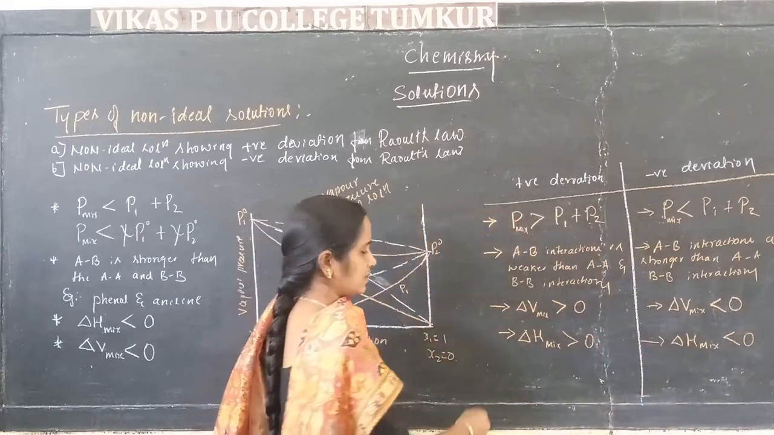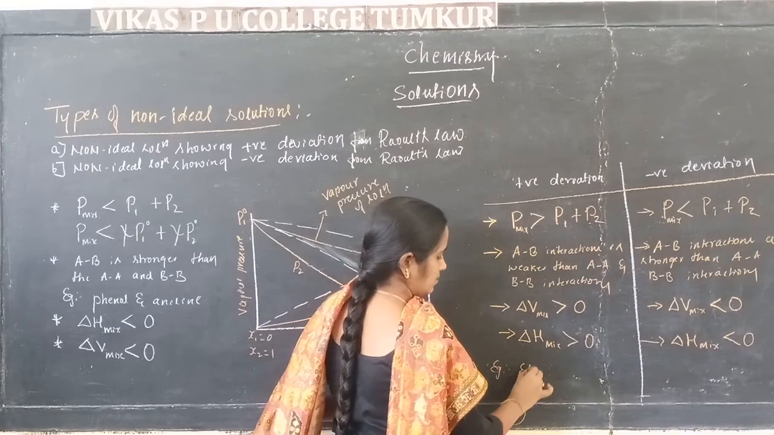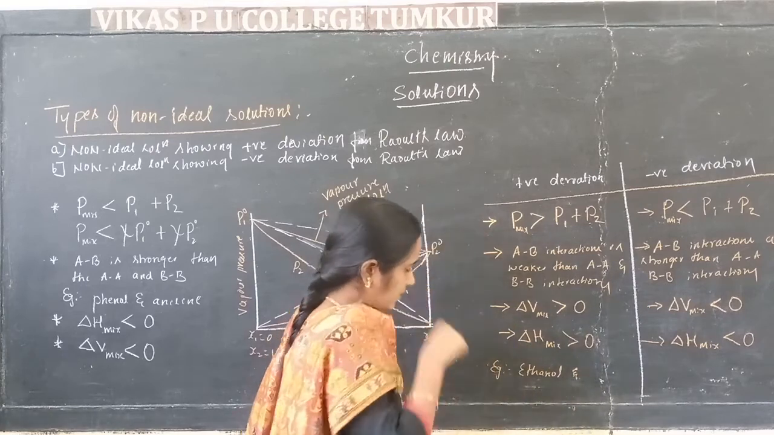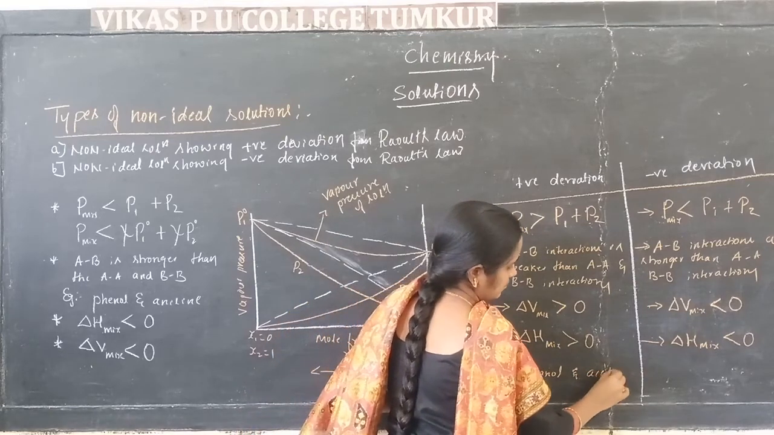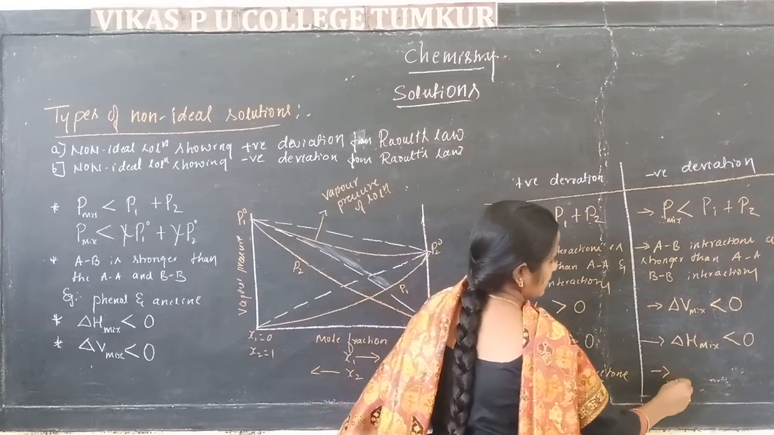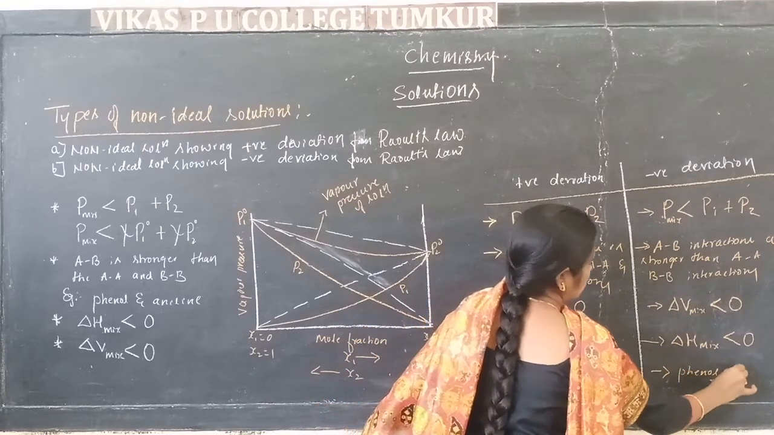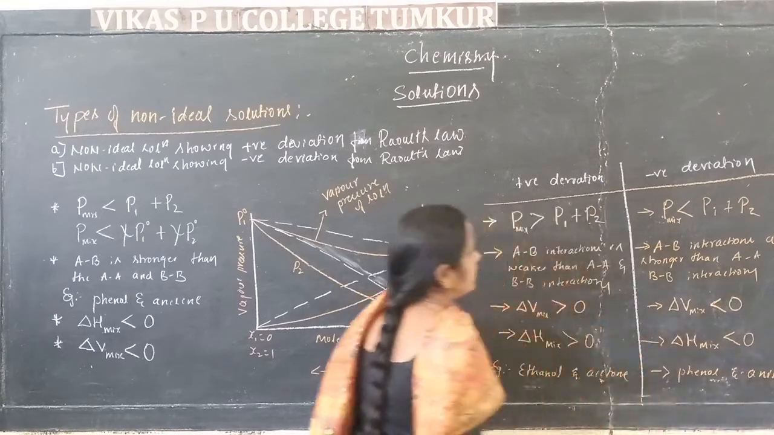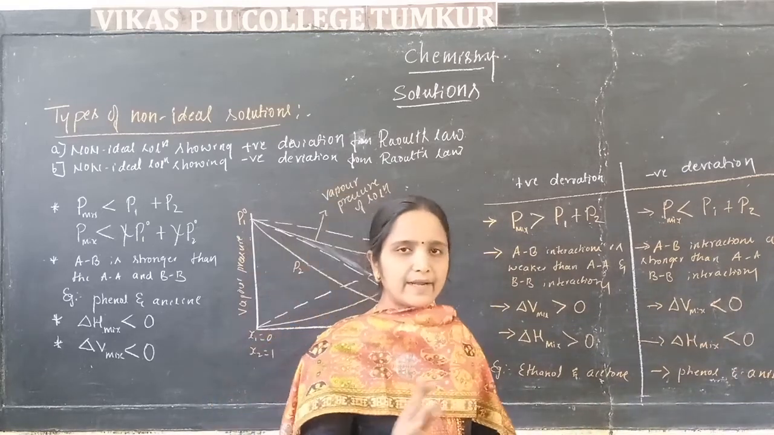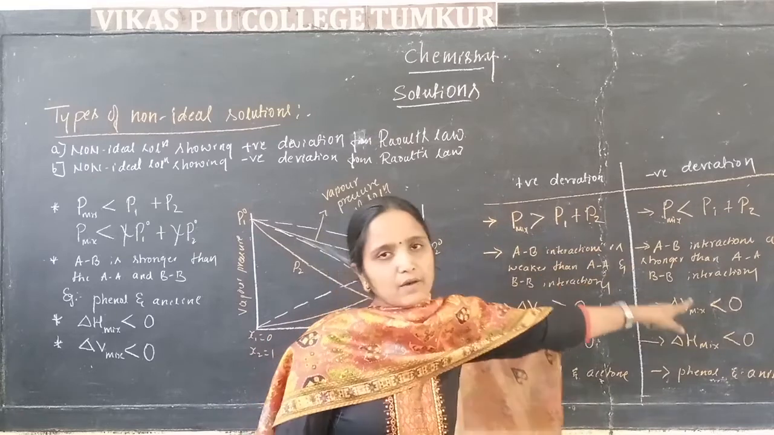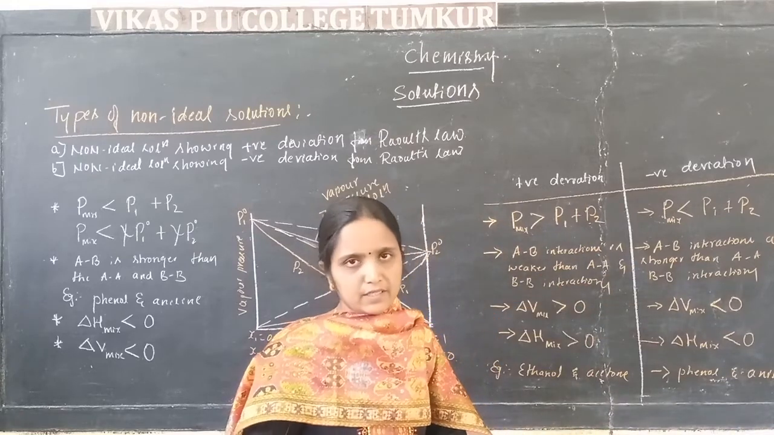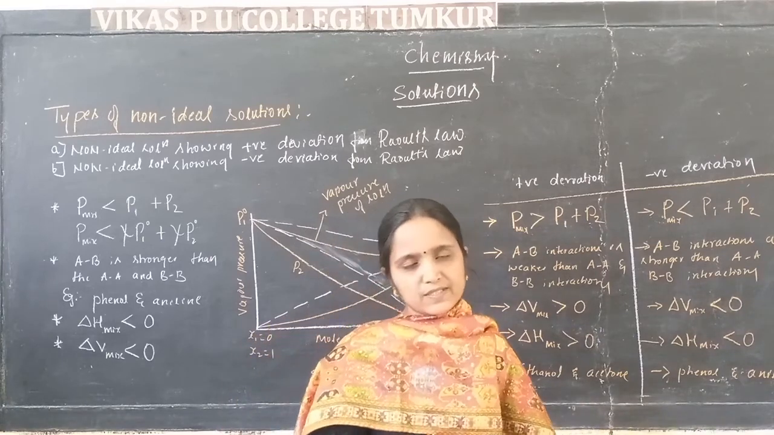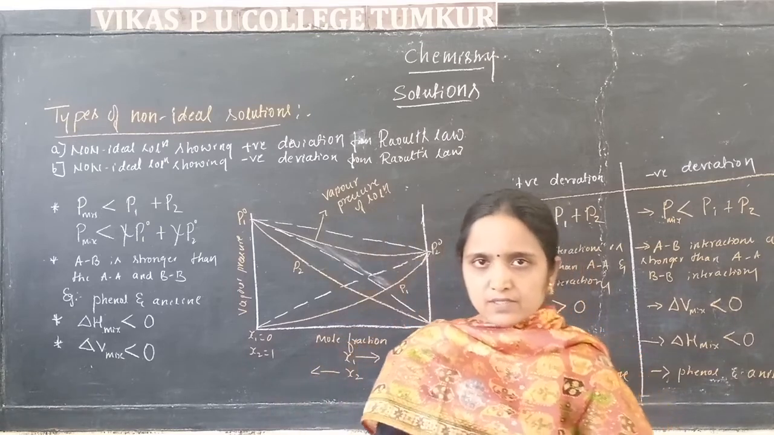An example for positive deviation is ethanol and acetone. An example for negative deviation is phenol and aniline. This is about the differences between the non-ideal solution showing positive deviation and the one showing negative deviation. In the next class we will discuss azeotropic solutions and their qualitative properties.